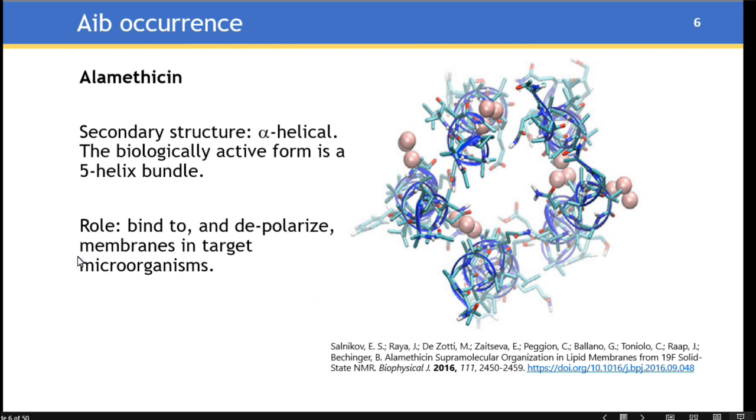Alamethicin seems to form a 5-helix bundle in terms of its biological function, which is toxic for target microorganisms in the soil environment. It makes this helix bundle which distorts and destroys the function of the membranes in the target microorganisms. It's very hydrophobic, a very tight helix. You can see all the hydrophobic groups here on the outside of this helical bundle.